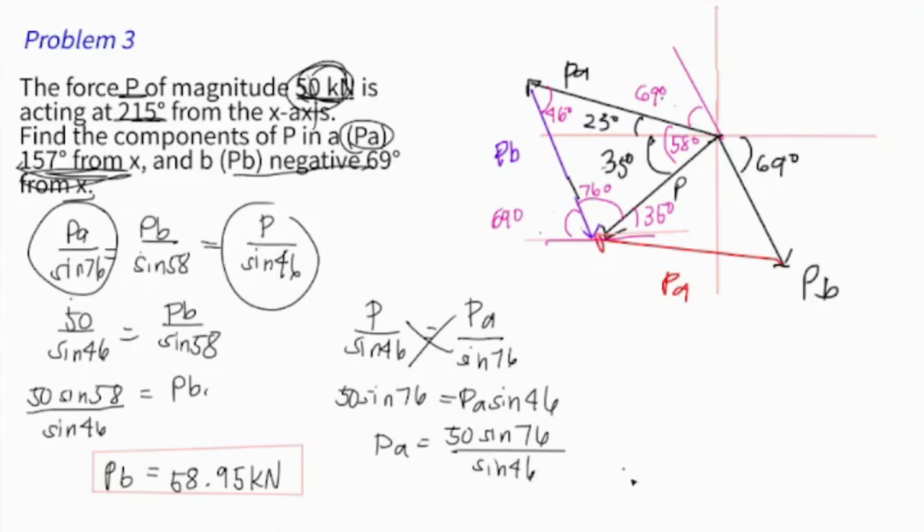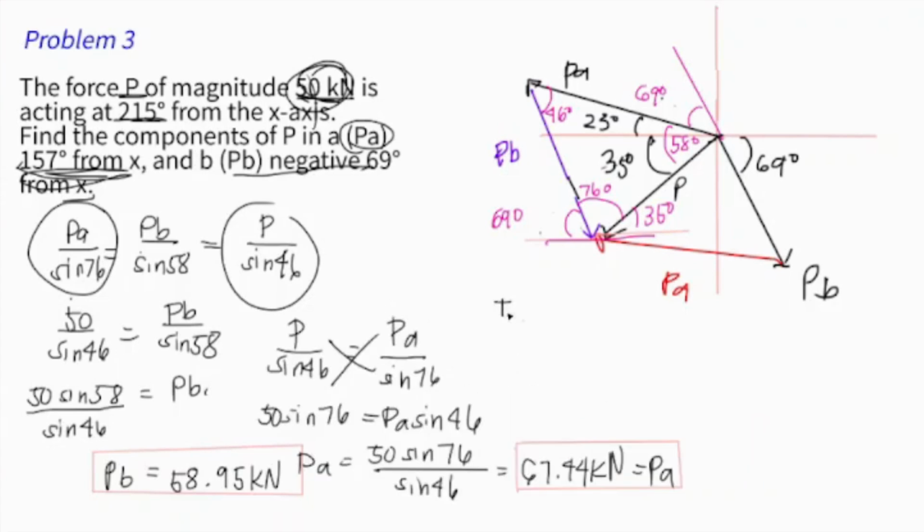So, input natin siya sa calculator. Magiging 67.44 kilonewtons. So, nakuha na natin yung PA at PB natin. Ito yung PA. So, pwede natin siyang i-check gamit ng cosine law.